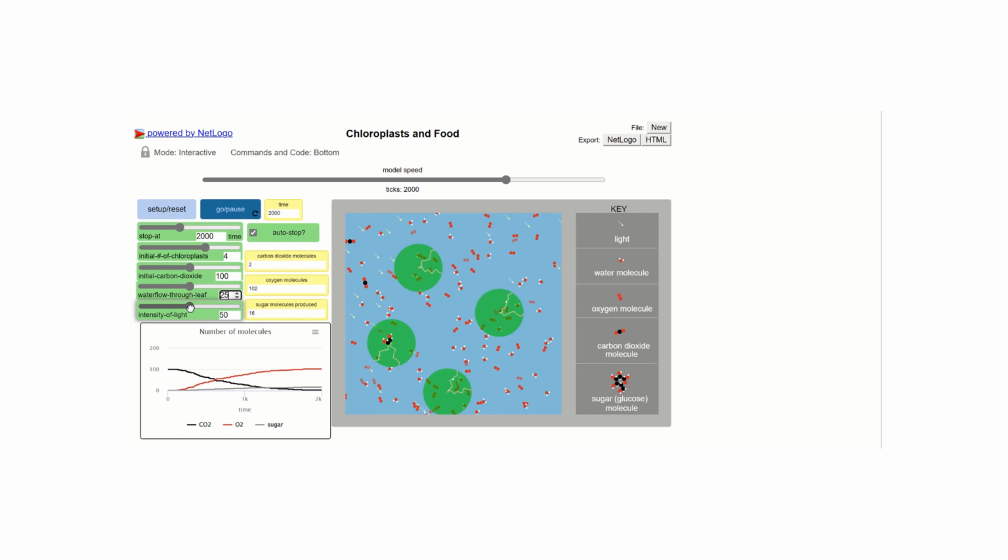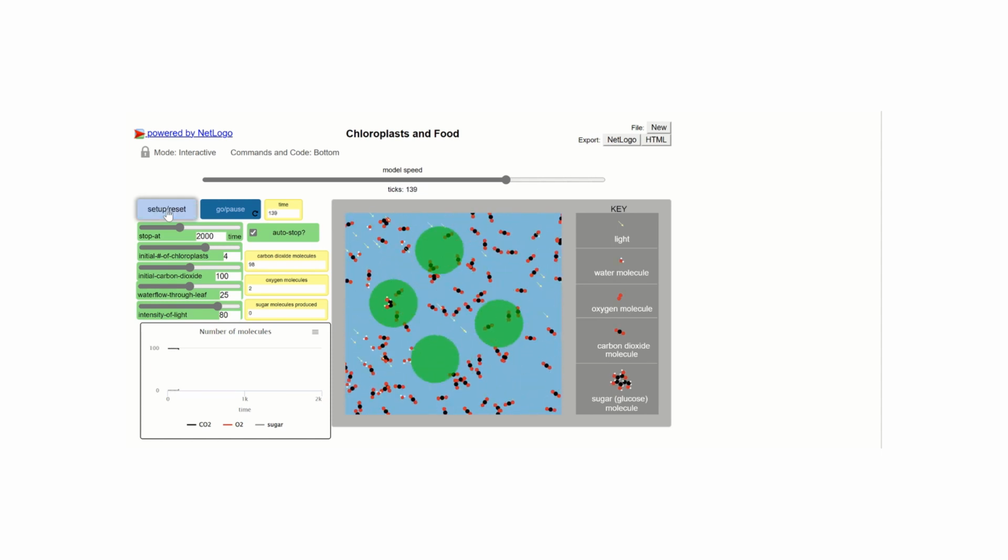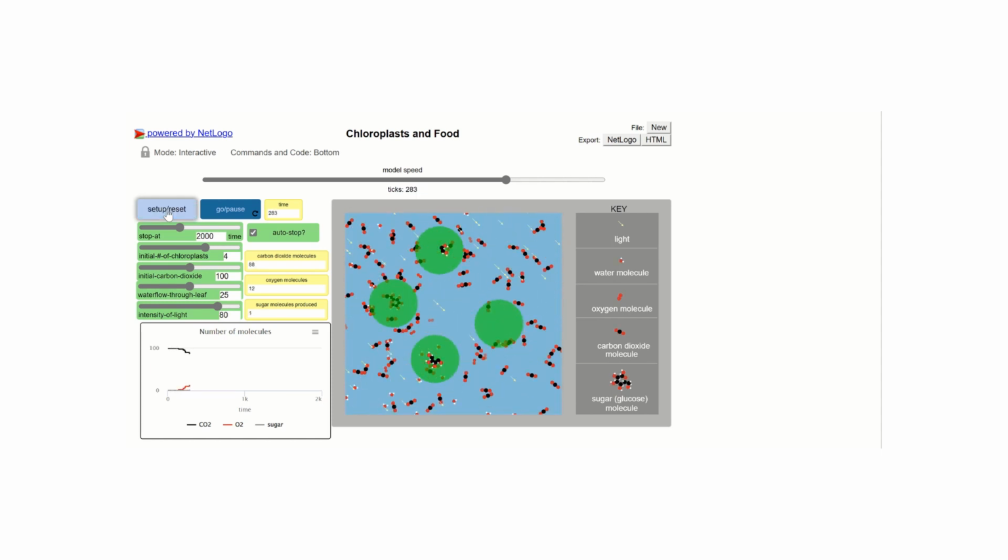Now let's go ahead and increase the light and see what happens. The light started at 50. Let's go to 80. Why not? So I'll set it to 80 here. Increase the light to 80. Everything else is going to go back to its original number. And here we go. Now more light's going through.